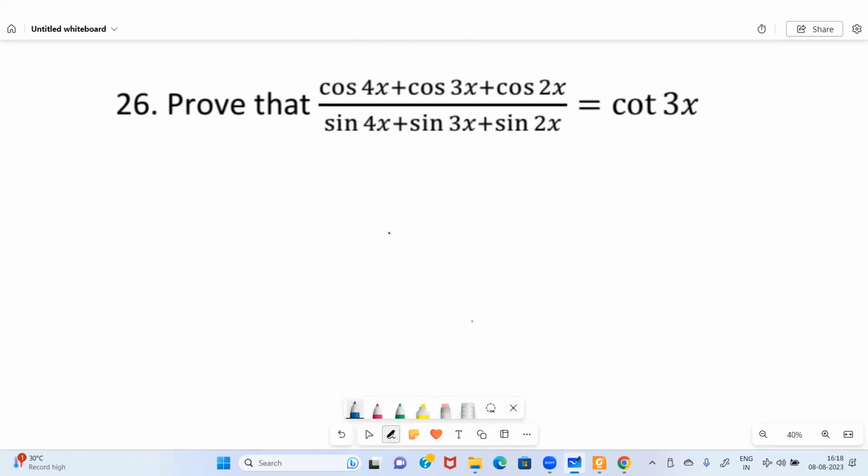Once again, you are going to use the concept of transformation formula. So we know that cos x plus cos y is equal to 2 cos (x plus y) by 2 into cos (x minus y) by 2. Now, I will suggest you to do something. Take cos 4x plus cos 2x first. Okay. So let us add.